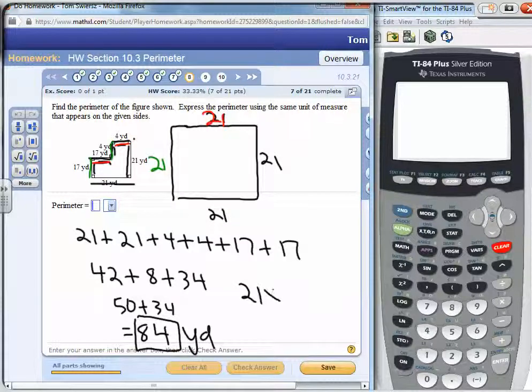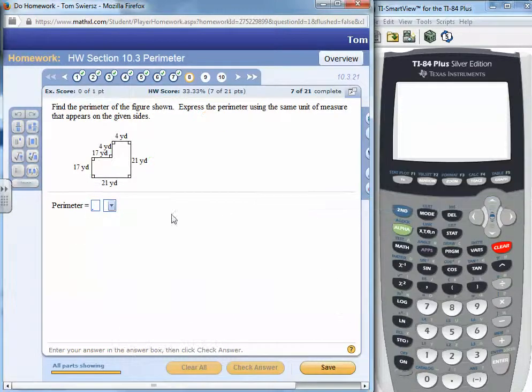And notice 21 times 4 is equal to 84. So we get the same correct answer. So either way you do it, you'll get the same correct answer. Because they're all right angles, so you know the opposite sides are equal because it's a rectangle. So again, 84 yards.